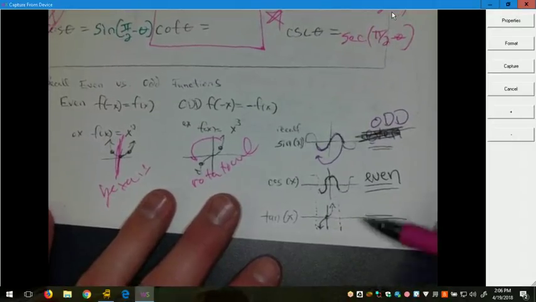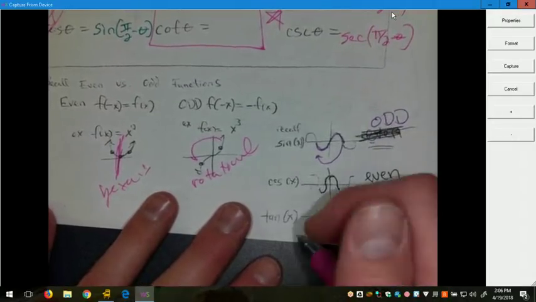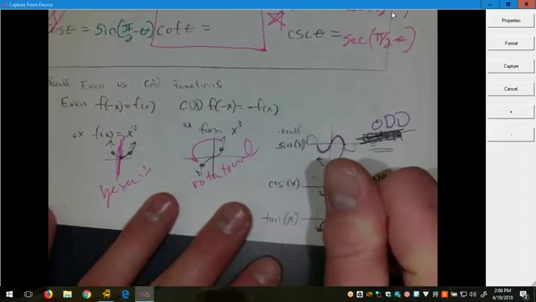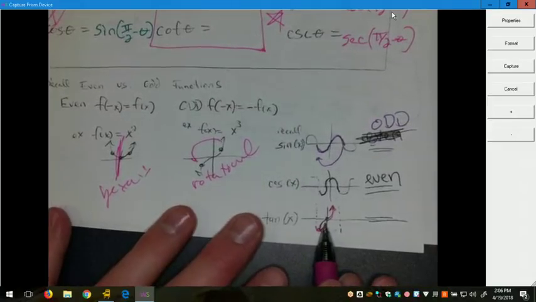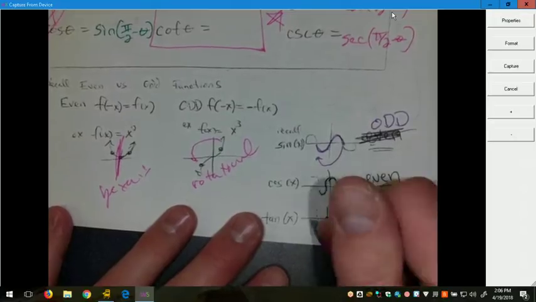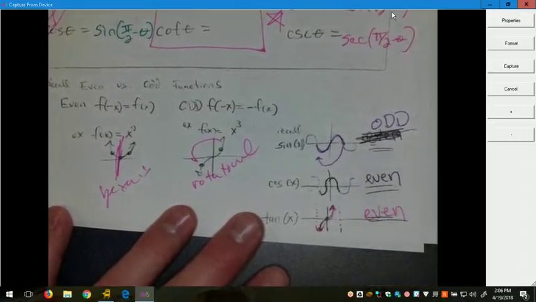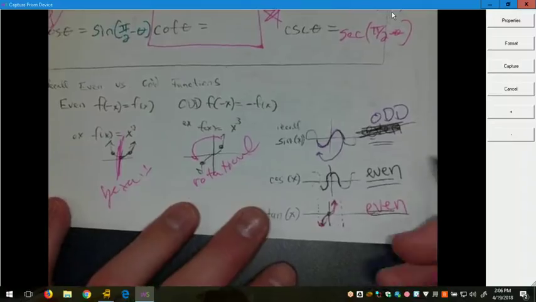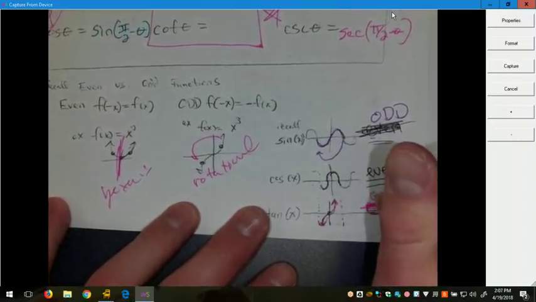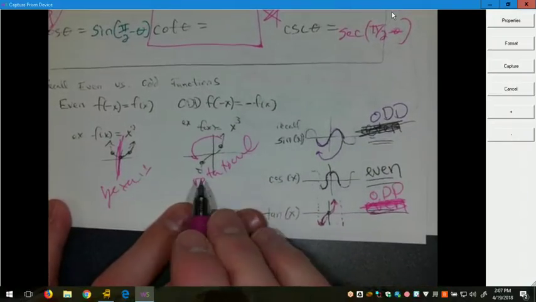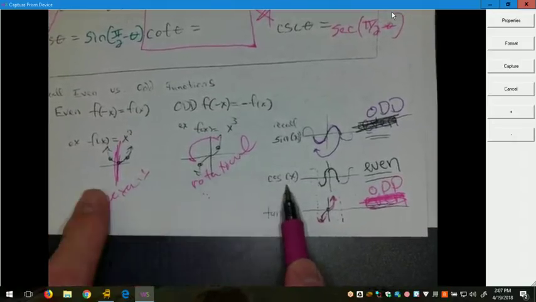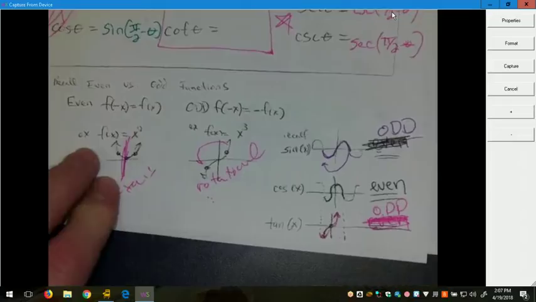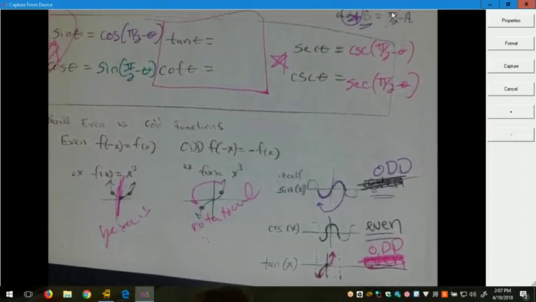Tangent, remember, and this is the parent function before any transformations occur. Tangent's parent function, we didn't really talk about it when we did tangent, but it also has rotational symmetry. So it is not even. It has rotational symmetry, so it is odd. Rotational symmetry is odd. Y-axis symmetry is even. So cosine is the only one that has y-axis symmetry. It's the only one of these that is even.